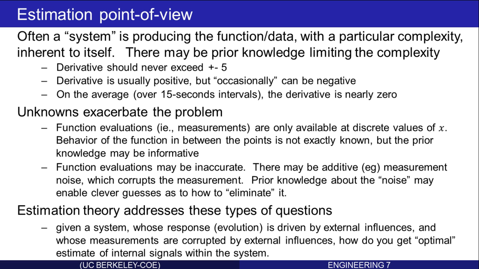Given a system whose response or evolution is driven by external influences and whose measurements are corrupted by external influences, how do you get optimal estimates of the internal signals within the system? That's an interesting thing to pursue, and if you have a chance, take some advanced undergraduate or graduate courses on estimation theory. All right, that closes the module.